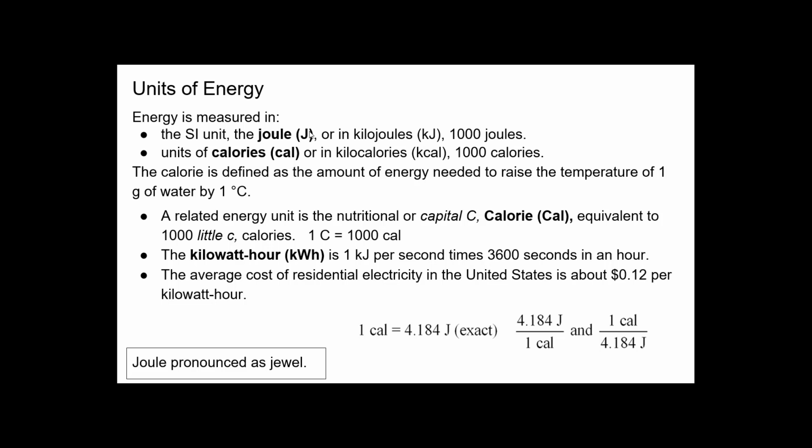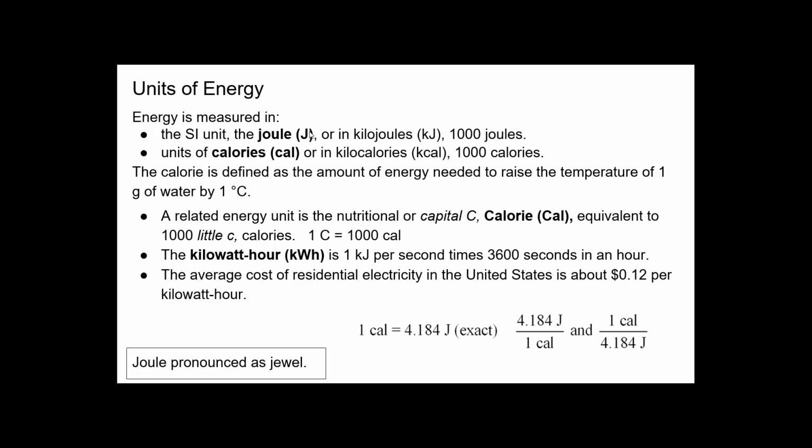The kilowatt per hour, this is 1 kilojoule per second times 3,600 seconds in an hour. Don't get caught up on that. It's in your book, I'm saying it, but it's not really something I'm going to focus on. Focus more on the joules and calories above. The average cost of residential electricity in the United States is about 12 cents per kilowatt per hour.